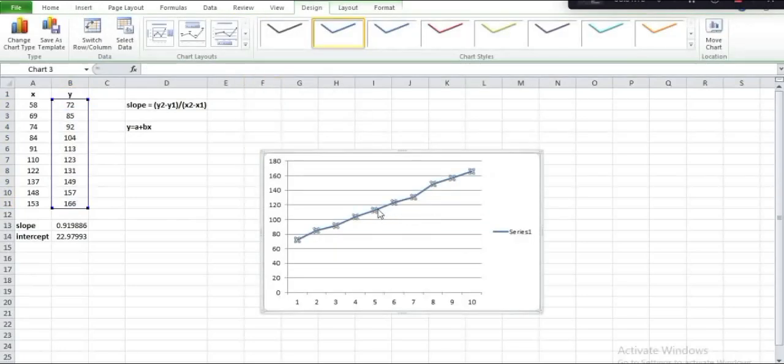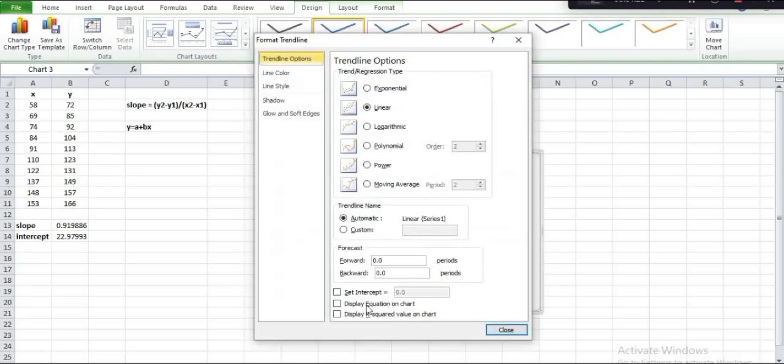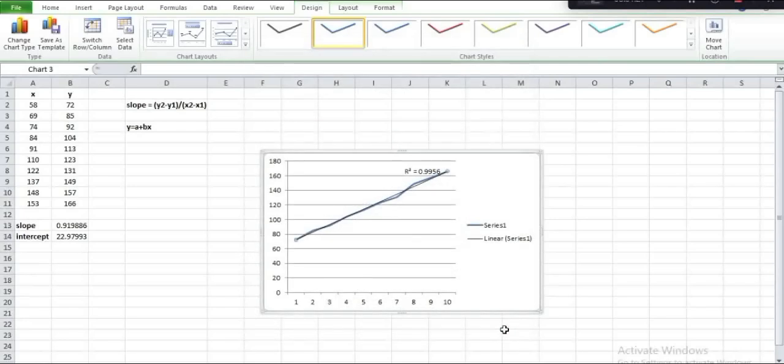Now click on the line, then right click, then go to add trend line. Check display R square value on chart, then hit close. R square value is 0.99. When this value is close to 1, that means there is a strong correlation between x and y values.